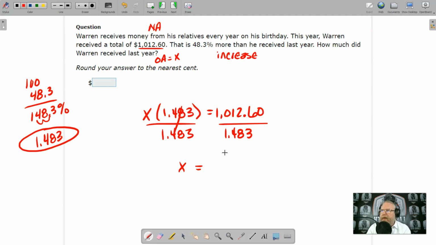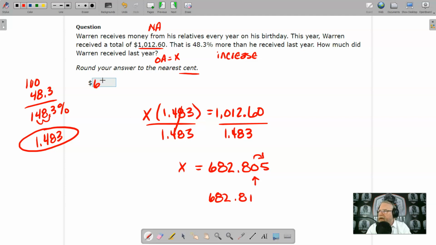And 1012.6 divided by 1.483 is going to give us a result of, it says to round to the nearest cent. So I'm going to go ahead and go to the hundredths place. 682.805. Now it says to round to the nearest cent, which is the hundredths place. So look to the right, 5 or more raise the score, right? So that 5 is going to bump that 0 to a 1. So we got 682.81.